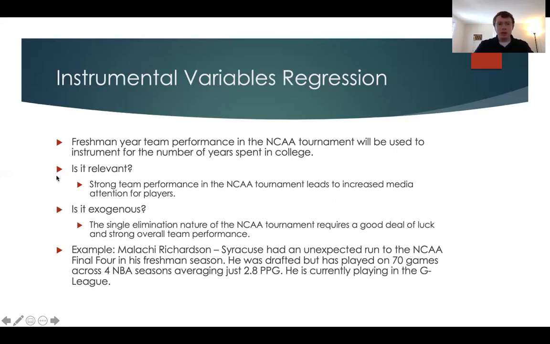But thinking about this from a theoretical perspective, in terms of relevance, if a team has strong performance in the NCAA tournament, this is going to lead to increased media attention for the players, increased attention from scouts. People watch the NCAA tournament. Those teams that make a splash, their players are definitely noticed. And then, is this exogenous? I'd argue that the single elimination nature of the NCAA tournament leads to a good deal of luck and randomness. Certainly to get far in the tournament, you need both a mix of luck and strong overall team performance. It's very unlikely that a single player is going to carry his team all the way through the tournament.